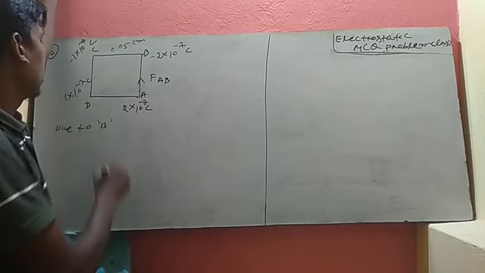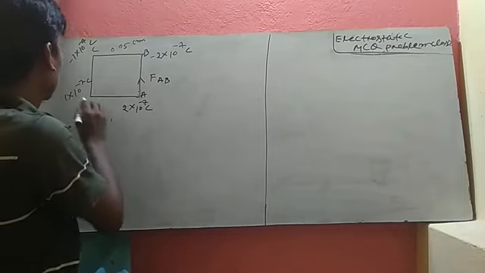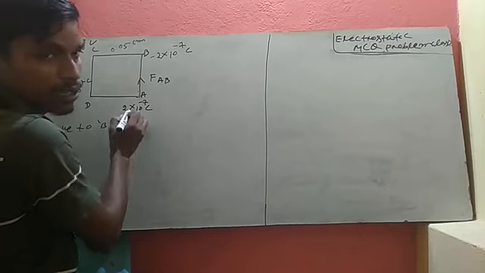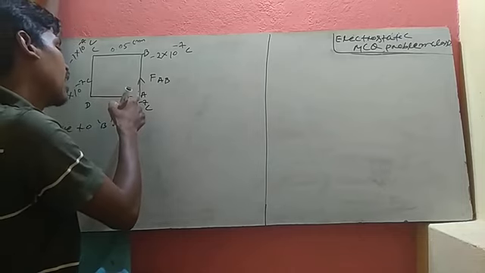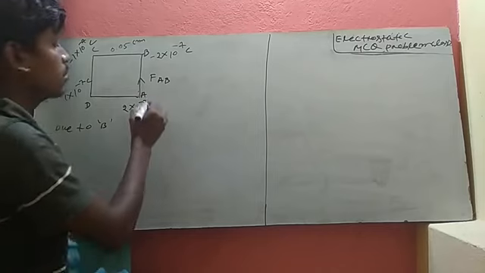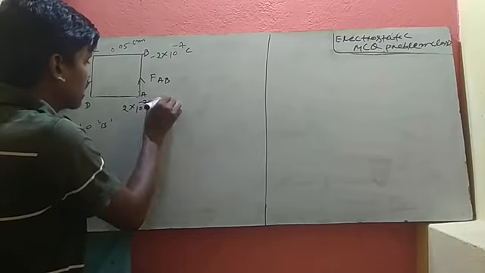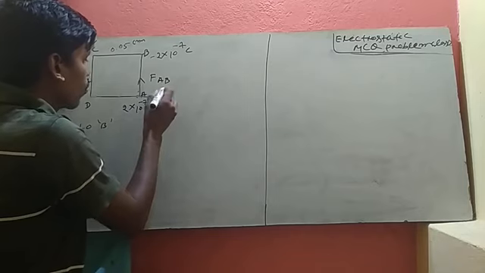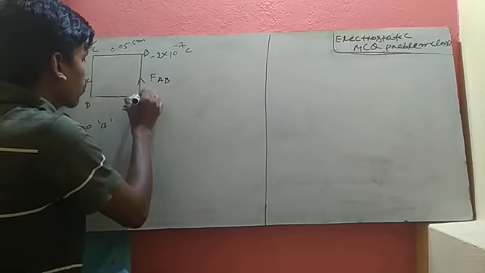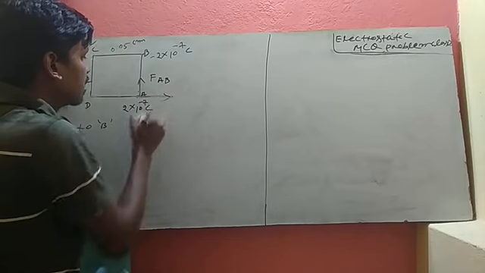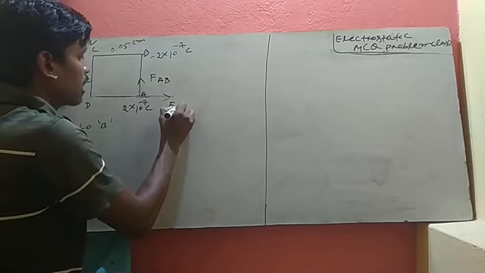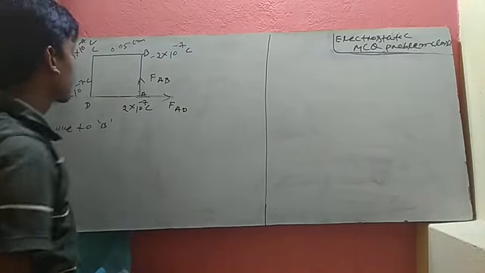Similarly, due to D, this is a positive charge and this is a positive charge, so the force acting on A due to D is a repulsive force. So the line is extended in this direction. The force acting on A is in this direction, and that is named FAD.